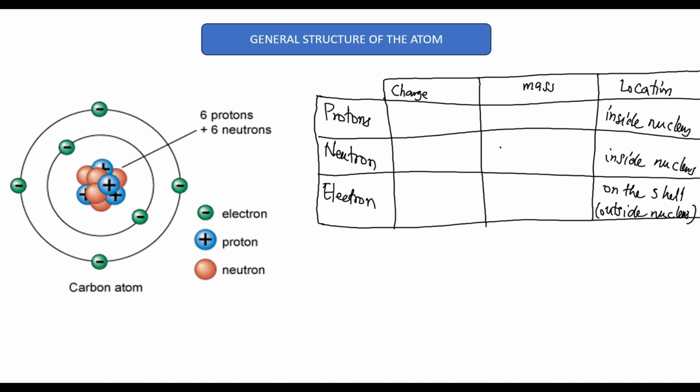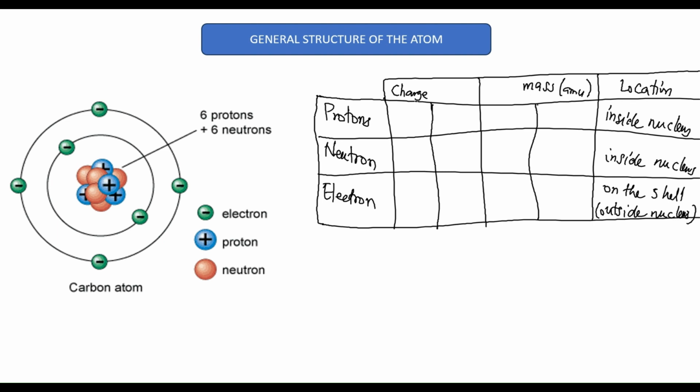Now let's do something about the mass. The mass for proton is going to be in terms of atomic mass units. So I'm going to divide this into two. Whatever I put under charge here is going to be the relative charge, and whatever I put here is going to be the exact charge. The same thing applies for the mass: relative mass and exact mass.